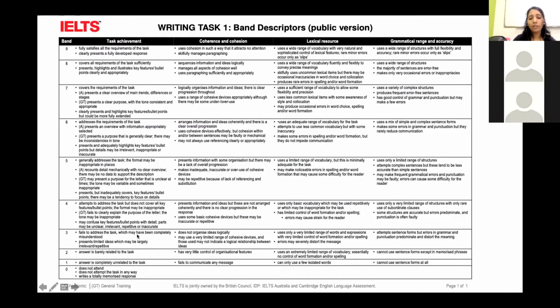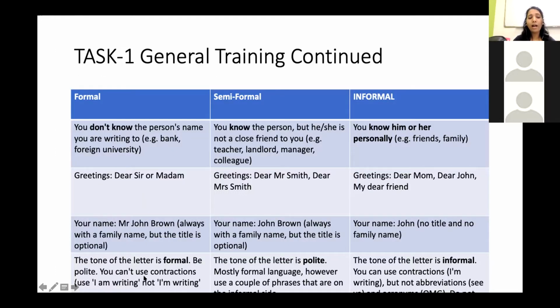Then the tone of the letter, if it's a formal letter, has to be formal throughout, and you cannot use contractions in your formal and semi-formal letter. For your semi-formal letter, the tone is polite, but if you use formal language, it does not matter. The tone for your informal letters has to be informal, and you can use contractions, like I'm, and all that, for your informal letters, but no abbreviations for all three letters. Any doubts?